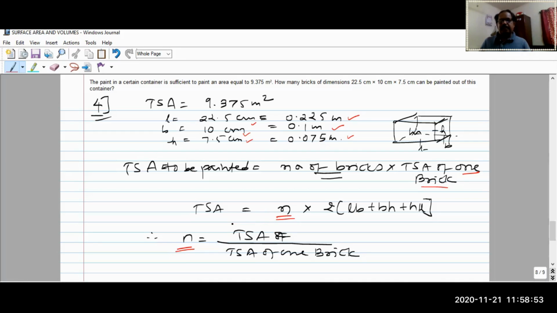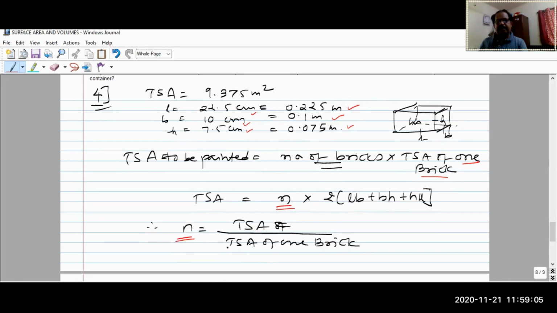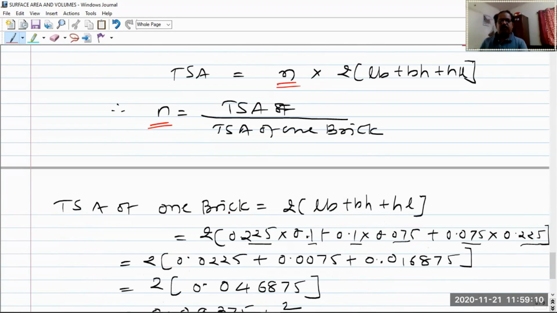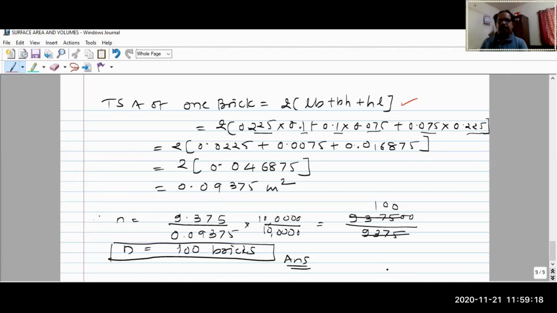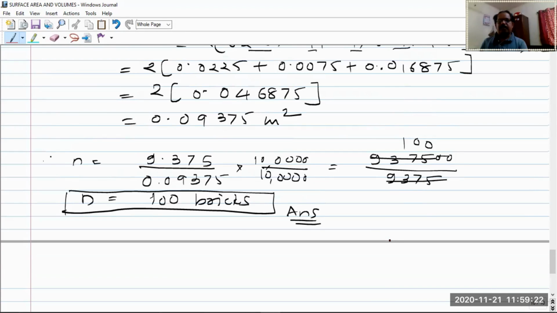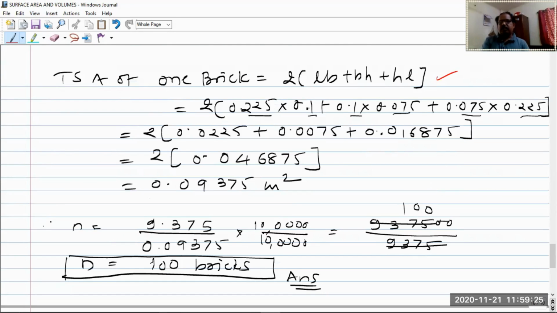So it is obtained by taking the ratio of the total surface area to be painted to the total surface area of a brick, right? The total surface area to be painted is already given. Here we need to find the total surface area of one brick, which is given by 2(LB + BH + HL), right? So using that formula and substituting the values will give us the total surface area of a brick.